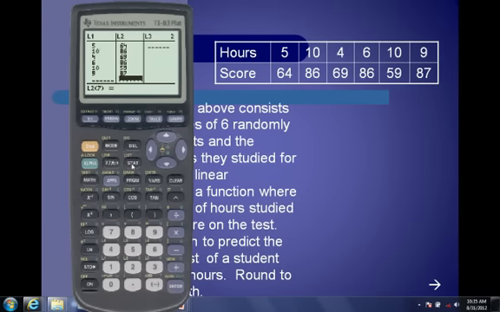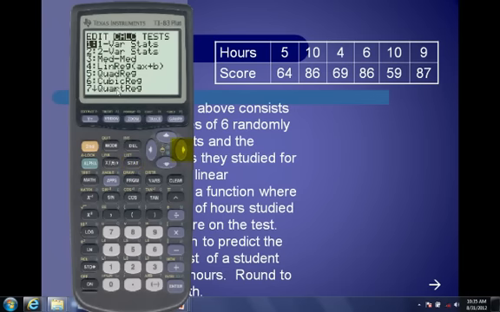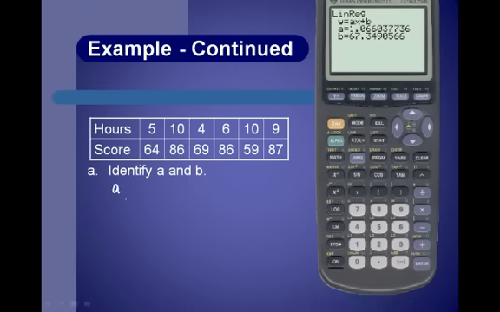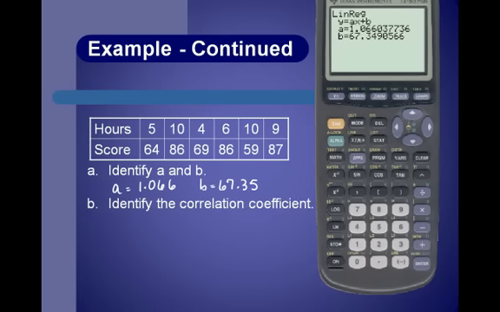This time we're going to go back to Stat, slide to Calc, and go to option number 4, which is the linear regression. When we choose that, we press Enter. Notice it gives us our formula y equals ax plus b. So from our calculator we know that a is 1.066 and b is 67.35. Then it says to identify the correlation coefficient.